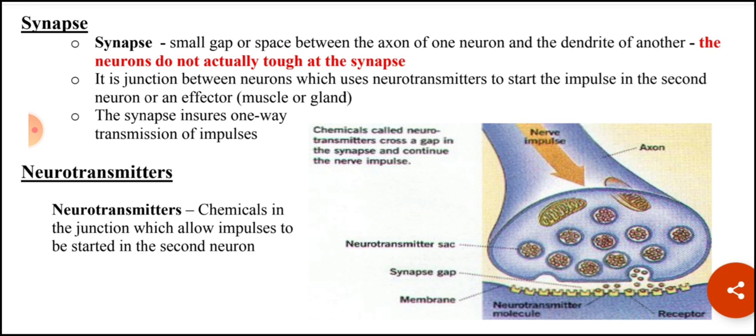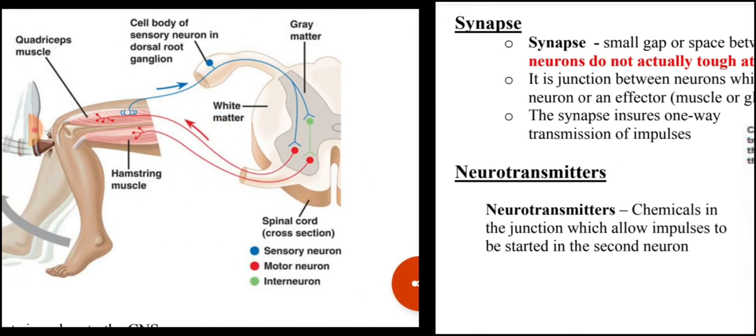Neurotransmitters. Neurotransmitters are actually the chemicals in the junction which allow impulses to be started in the second neuron.